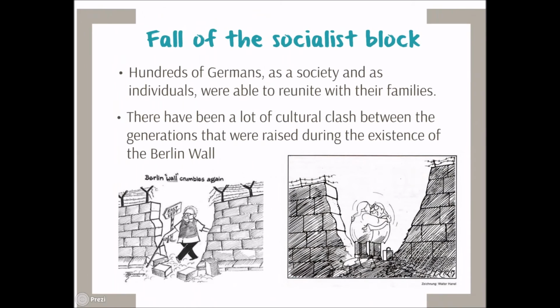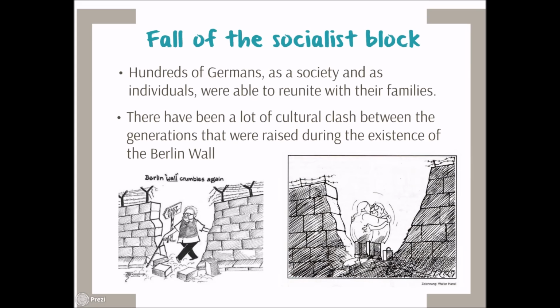And after that, I have the social consequences of the fall of the socialist bloc. And this information I obtained from an oral interview I made to a German citizen who is my teacher, whose name is Martin Stender, and he has been living in Mexico for 2 years, and he's an English, German, and anatomy teacher in my campus. So he told me that hundreds of Germans as a society and as individuals were able to reunite with their families after the fall of the Berlin Wall. And this also ended the existence of a bipolar country.